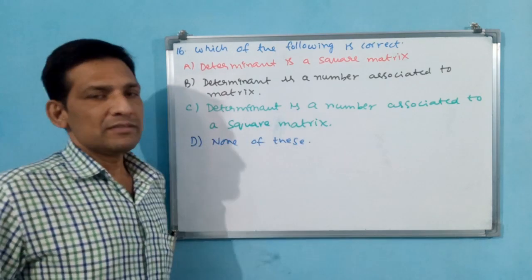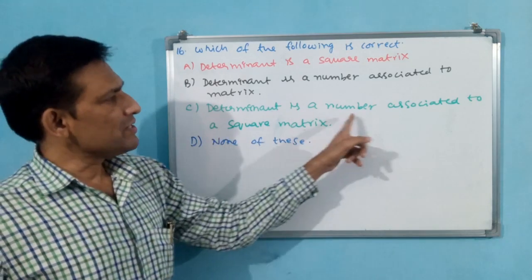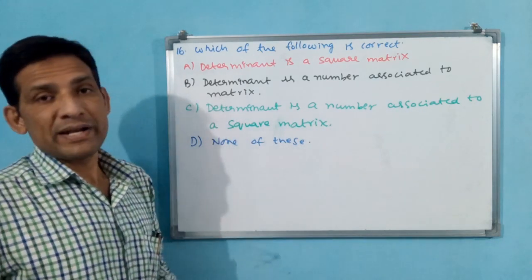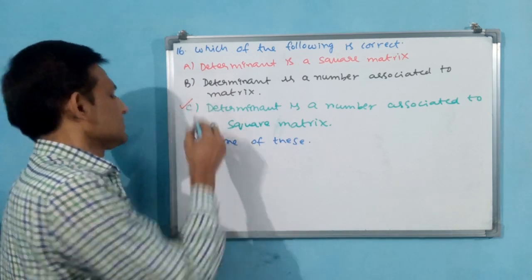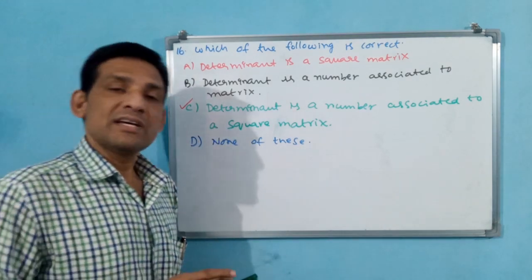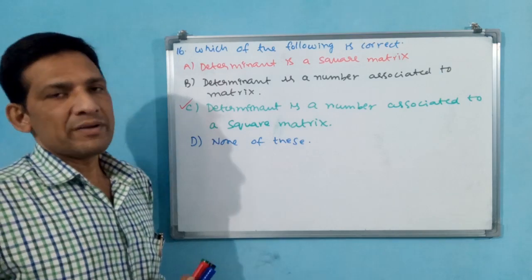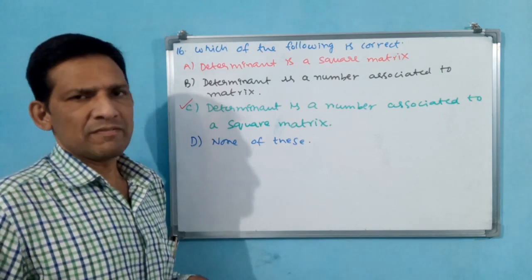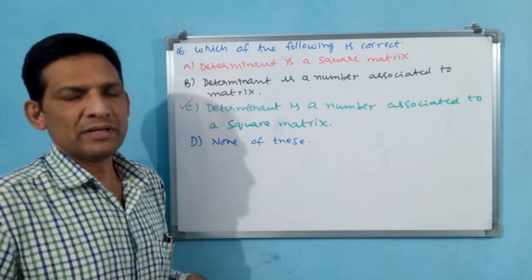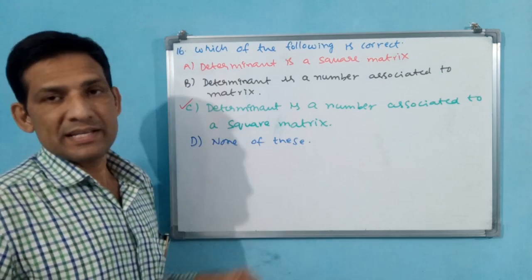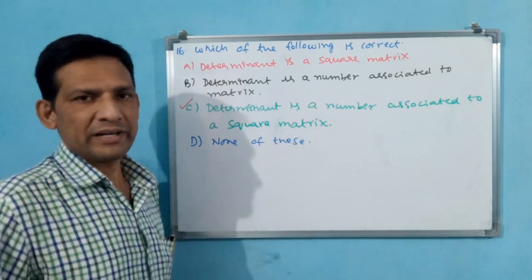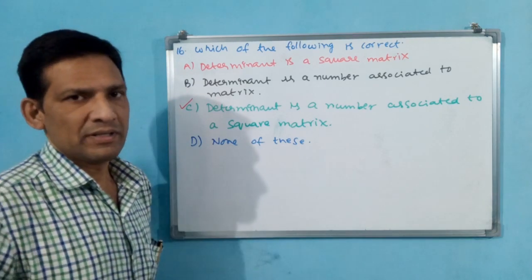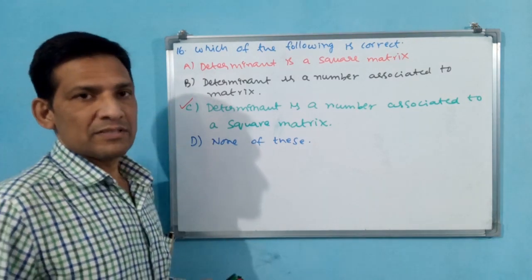You see now third, or C. Determinant is a number associated to a square matrix. Yes, this is the correct answer. Determinant is a number or operation, we can say final operation and final number, associated to a square matrix. This is correct. We need not see D again. Why? Because once C is correct, then we need not go for D. This is the answer for this question.